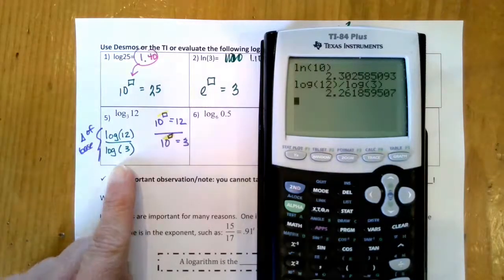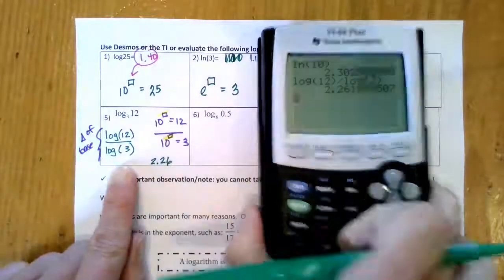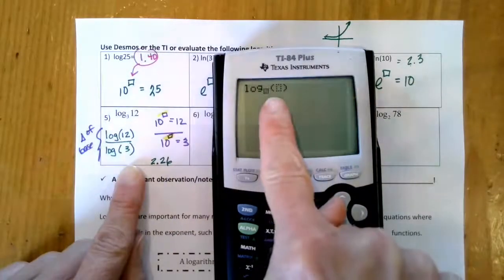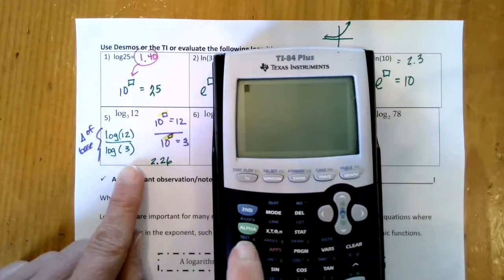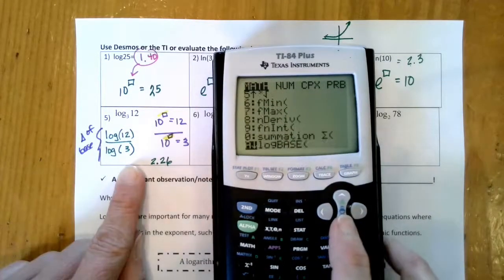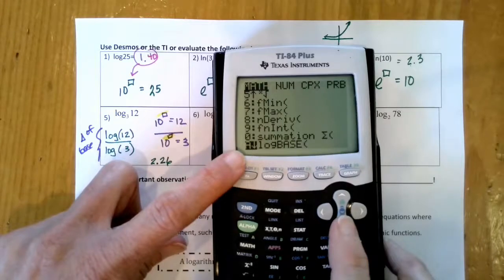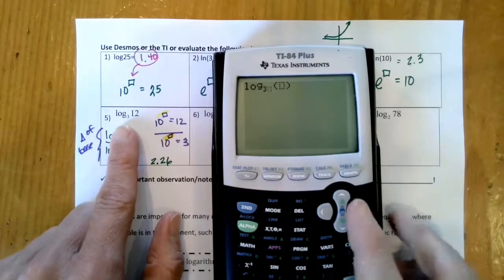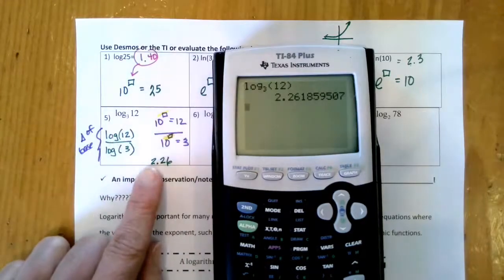And my answer is 2.26. So if I go get my newer calculator, you can see I'm already set up where I have that. I'll show you where I got that from. If you go to math and then you scroll all the way down, it goes to A. That's your log base. So you choose that, and I put a 3 in there, and I'm going to use my arrows to go over here. And you can see I got the same exact number.